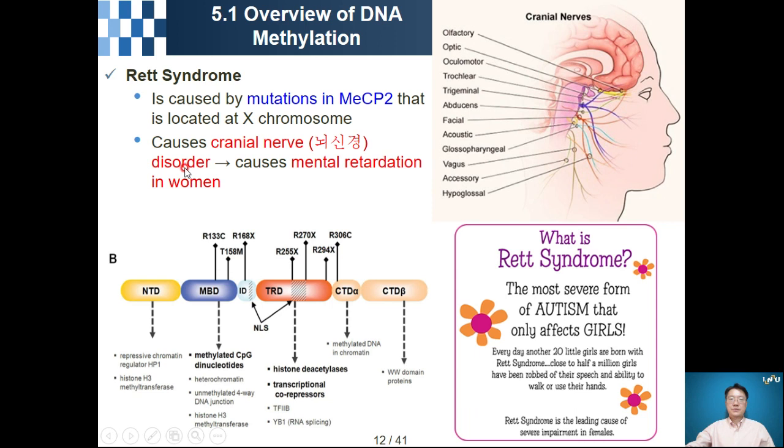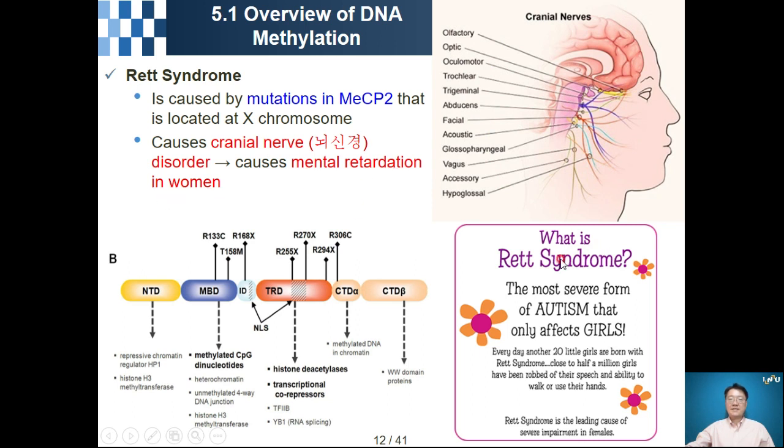nerve disorder. So this is the cranial nerve. We call it 뇌신경. The cranial nerve is composed of several nerves. Okay, so cranial nerve disorder. Finally, it causes mental retardation in women.